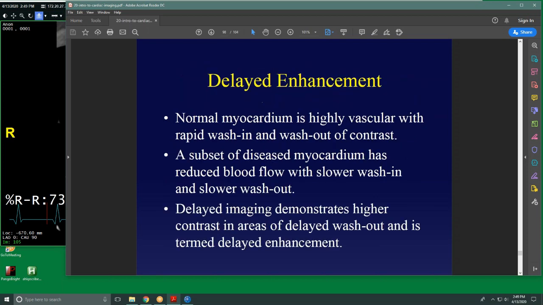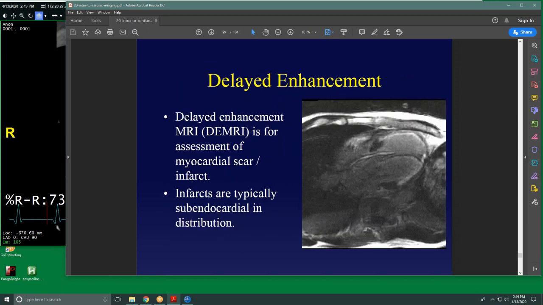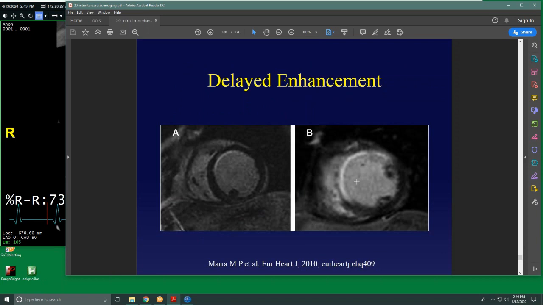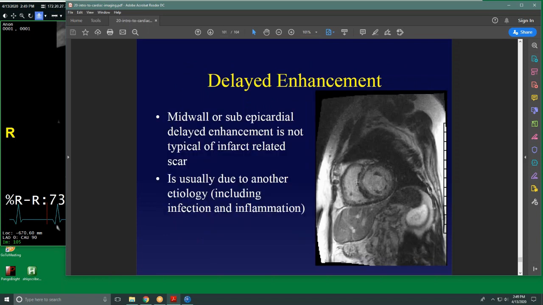And the main reason you really want to do this is for delayed enhancement imaging and perfusion imaging. And so delayed enhancement imaging, if you see areas of delayed enhancement, that will correspond with areas of infarction.